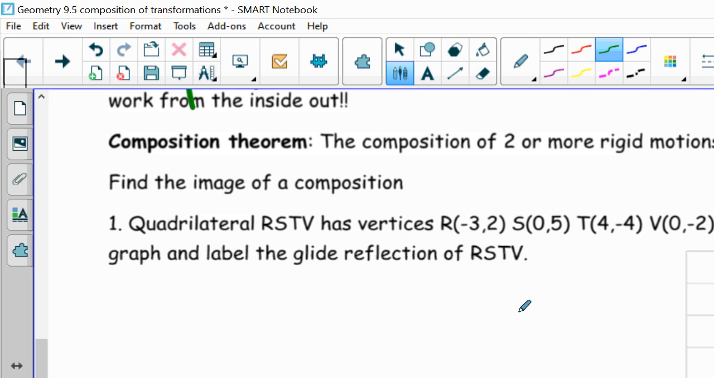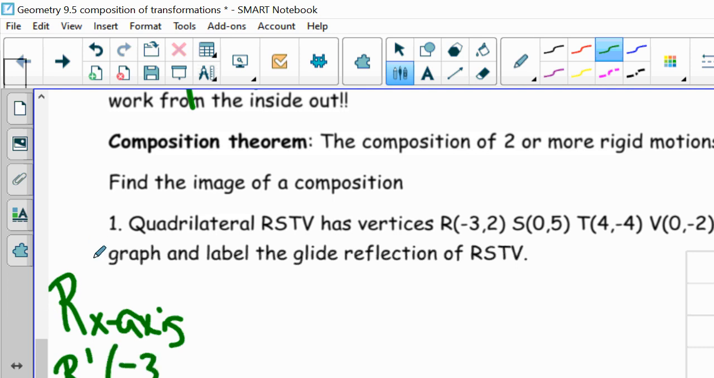Okay, I work backwards. So this is my first one that I'm going to do. First, I'm going to reflect over the x-axis, which means I change all of my y's. So R prime, S prime, T prime, and V prime is what I'm looking for. So -3, -2, 0, -5, 4, 4, and 0, 2.